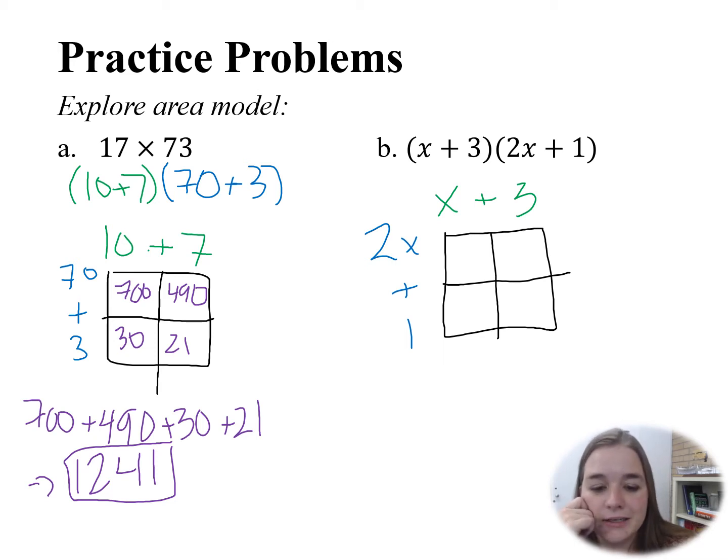And what I see here now is I have those same 4 boxes. And so I'm going to find the area of each box and then I'll put them all together to find my final product. Well, the first box, when I take 2x times x, I get 2x squared. For the next box on the top right, I have 2x times 3, which gives me 6x. Bottom left is x times 1, which gives me x. And bottom right is 3 times 1, which gives me 3.